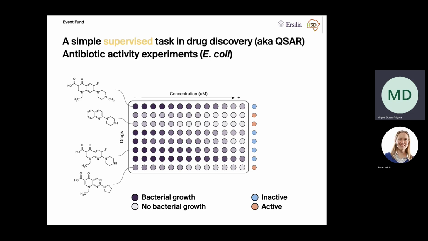We have, for instance, a 96-well plate. We have different compounds here. We have a dose-dependent experiment. If the bacteria, in this case E. coli, grows, then we have it purple. If it doesn't grow, we have it white. So if we overall see white, this means that the compound is active. If we see purple, it means that the compound is inactive, right? So by basically digesting this experiment and labeling these drugs, we can actually assign an activity value to each of the drugs.